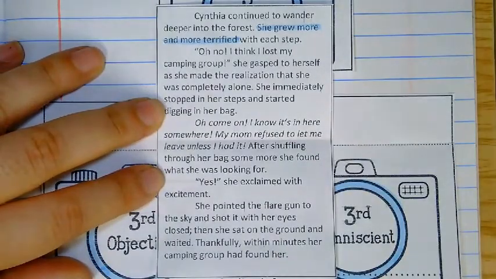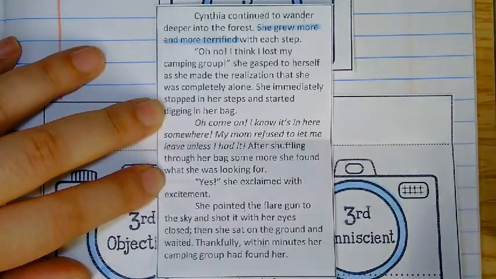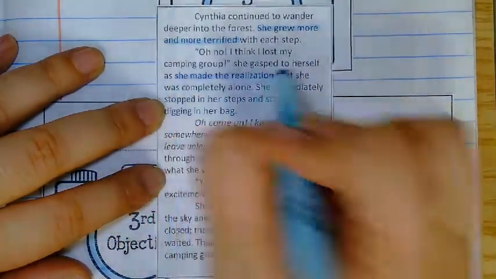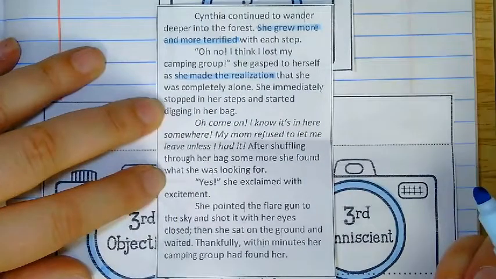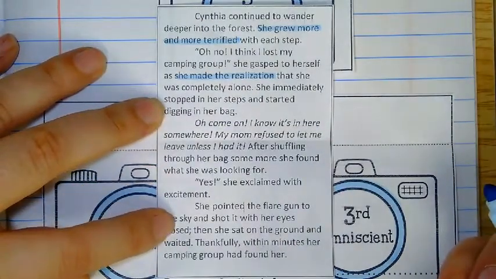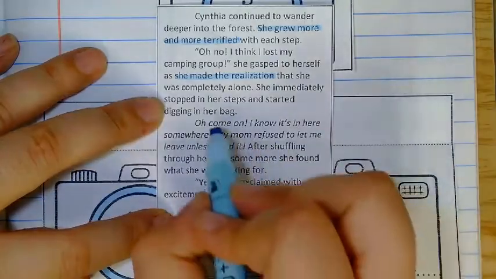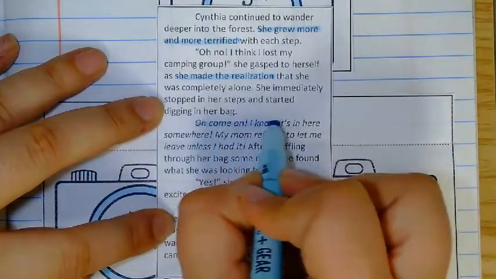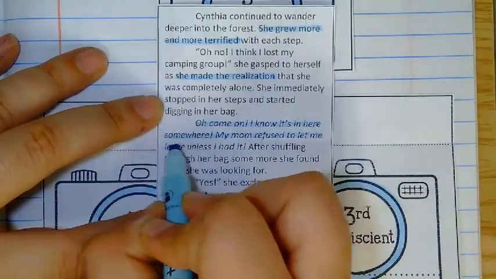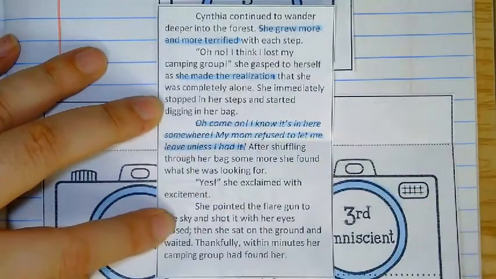"Oh no, I think I lost my camping group," she gasped to herself as she made the realization that she was completely alone. So she made a realization. She immediately stopped in her steps and started digging in her bag. "Oh, come on, I know it's in here somewhere. My mom refused to let me leave unless I had it." So this right here is italicized text, which means that this is what this character is thinking. So remember, you want to look for anything that the character is thinking or feeling. So I should highlight that as well.